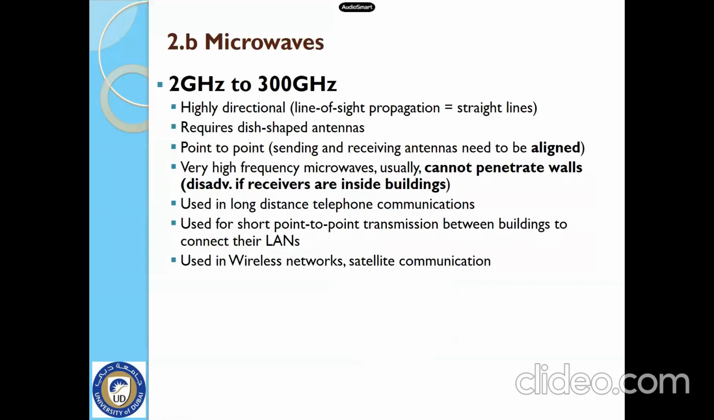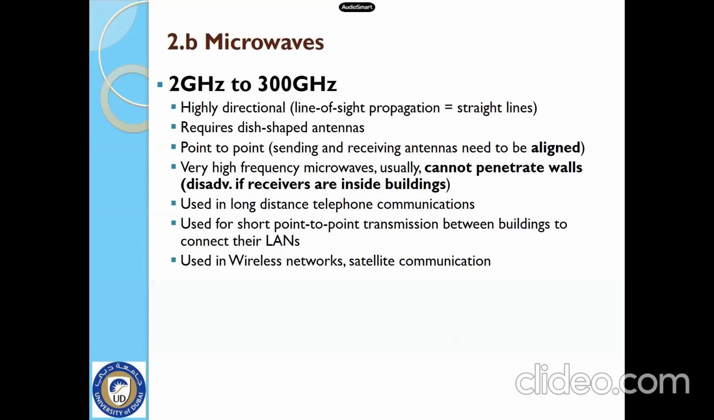Now we have the microwaves. Microwaves go from 2 gigahertz to 300 gigahertz. They are highly directional, with line of sight propagation in straight lines. If there are any objects in between, the signal will be attenuated or stopped. They require dish-shaped antennas. They are point-to-point. By point-to-point, I mean the sender and the receiver should be able to see each other, so the antennas should be aligned.